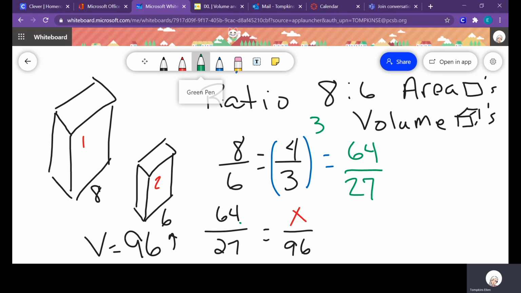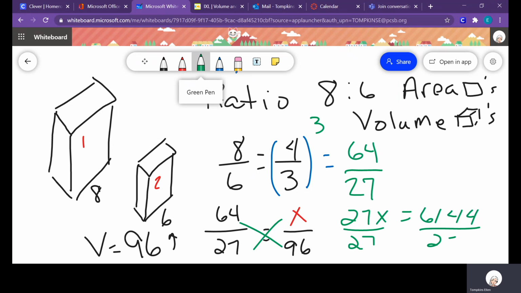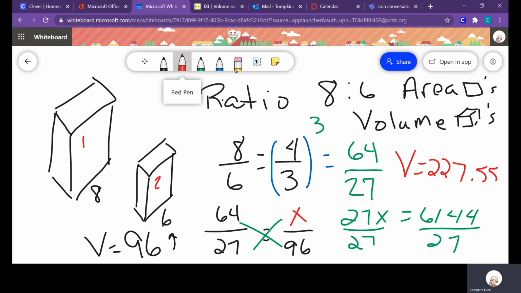I'm going to go ahead and cross multiply. 27x equals 64 times 96, which is 6144. Big number. We're going to go ahead and divide by 27, and we will get, because I made the number up, the volume of the other one is 227.55, and there, that's a repeating decimal.